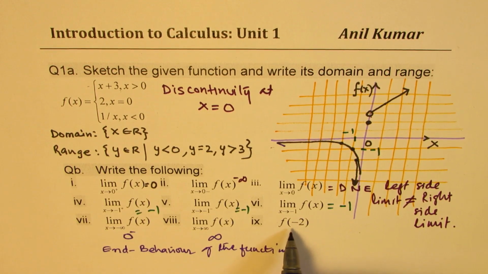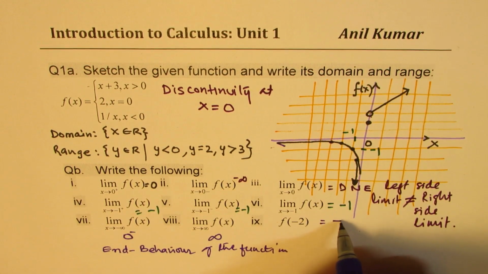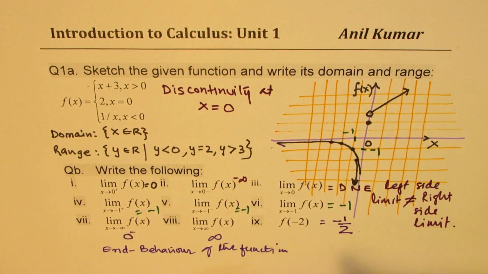f of -2 is what? The value of the function at -2. So at -2, the value of the function is -1/2. Perfect. So that is how you're going to solve this particular question.